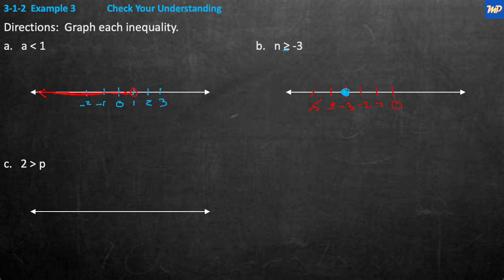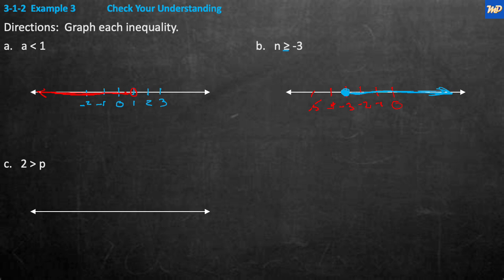And now n is greater than or equal to -3. So that means that n is all the values that we're going to color in, and that's everything greater than -3. So here it is. The value is greater than -3. All these values over here are all greater than -3. And we can include -3 because of our greater than or equal. So we included it. Here we've got the solid dot.